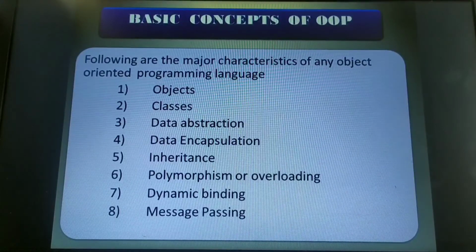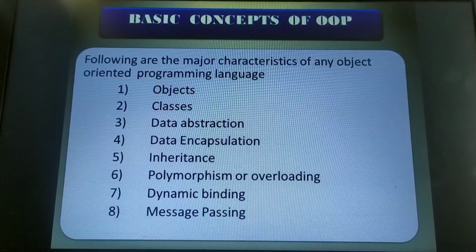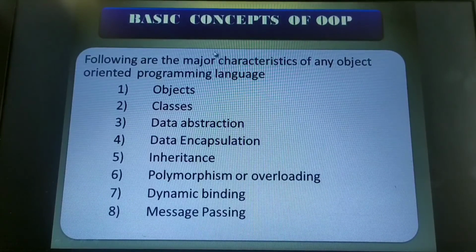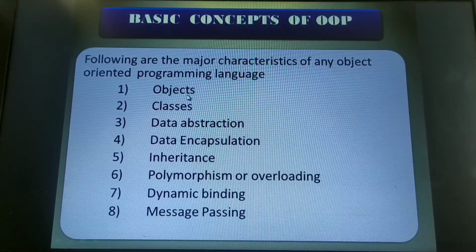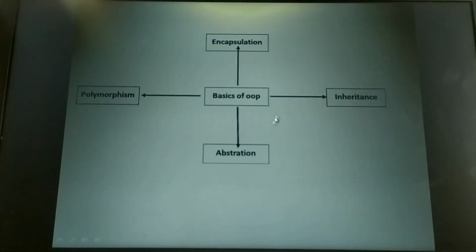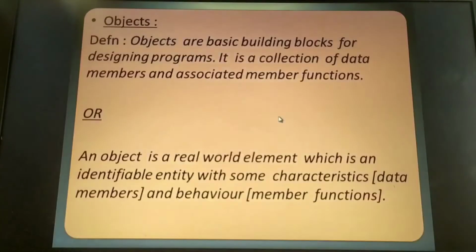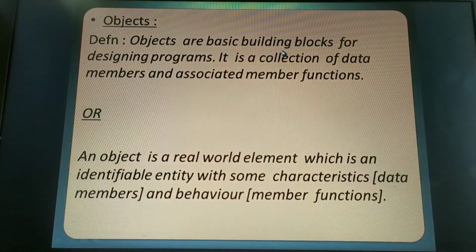Now let us see on what characteristics our OOPS programming technique is based. We have almost 8 different characteristics upon which the object-oriented programming technique works. The first is objects, then classes, data abstraction, data encapsulation, inheritance, polymorphism or overloading, dynamic binding, and the last is message passing. Now let us see what these objects are. These are certain basics of OOPS concepts. Objects are the basic building blocks for designing programs. An object is a collection of data members and the associated member functions.